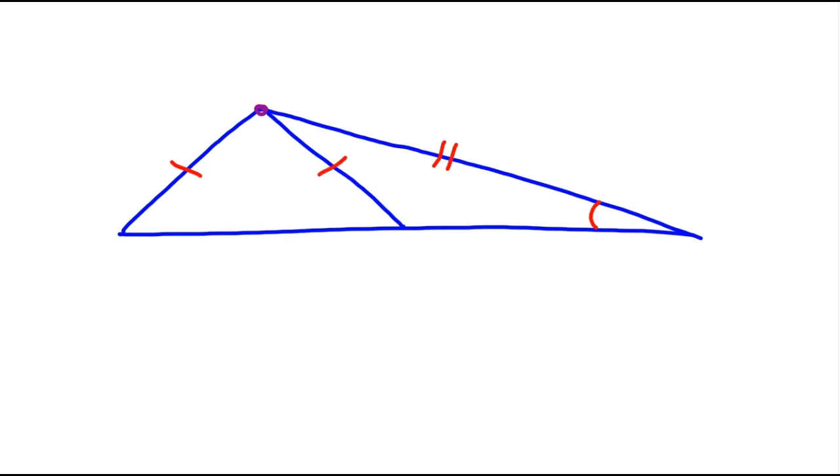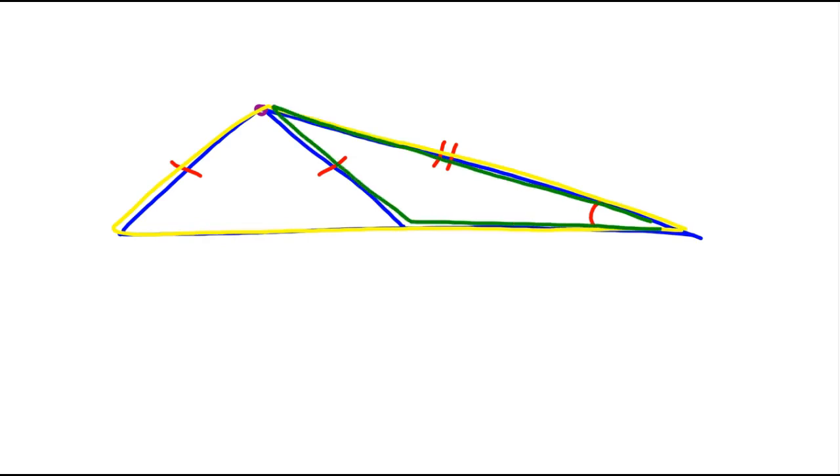See? And so what happens is I have two triangles. I'll highlight this one. I have the yellow triangle that has the same angle side-side in common, and I also have the green triangle that has the same exact angle side-side.